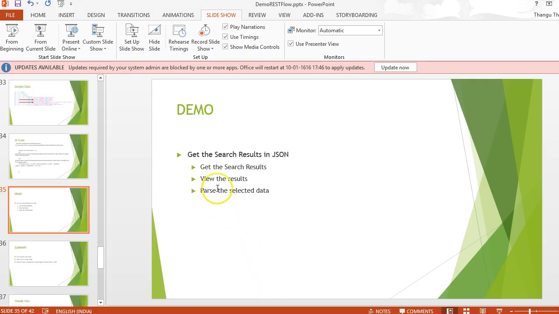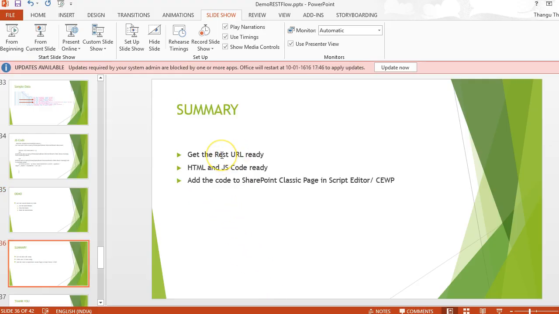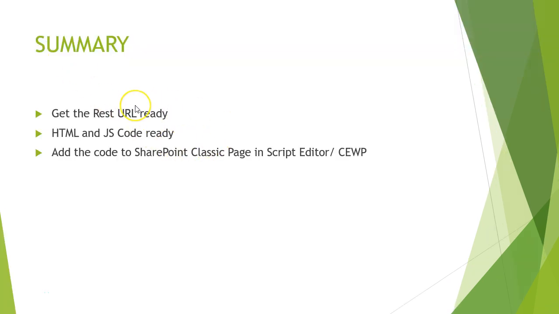So as a quick summary, we learned how to get the REST API working on a SharePoint Classic page. We get the REST URL ready, be that search or list or users, then get the HTML and JavaScript code ready, then add the code to the SharePoint Classic page either using the script editor or content editor web part. So this can be a quick jumpstart to writing complex applications using SharePoint add-in, provider hosted or SharePoint Framework apps. But this is very useful when you don't have a reusable application but a specific application for a specific page, and it is very quick also.